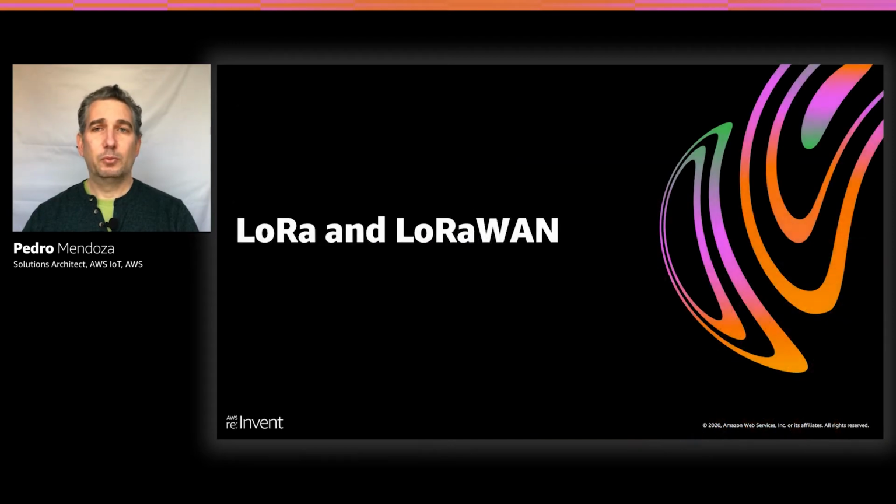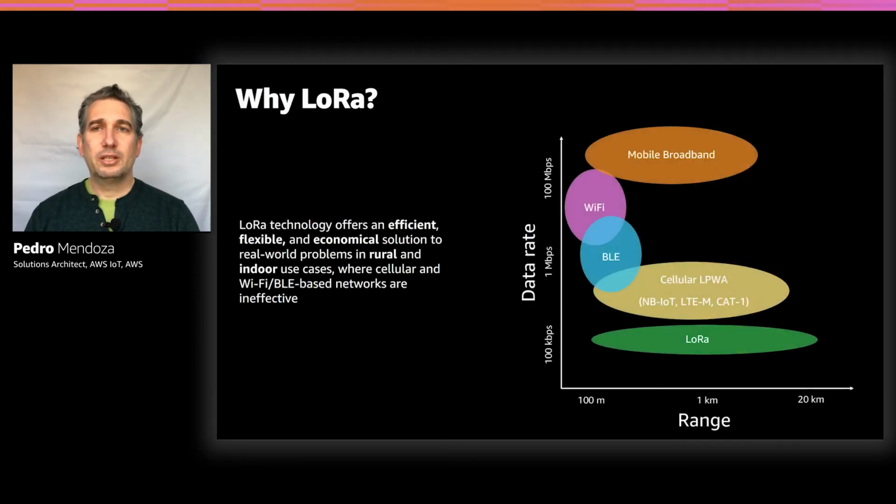So let's start with the LoRa and LoRaWAN introduction. These are basically the technologies underlying the technology that we are explaining today. LoRa is one of the technologies in the LPWAN family. LPWAN, that stands for Low Power Wide Area Networks, is a set of technologies that are intended for devices that need to send a small amount of data over long distance.